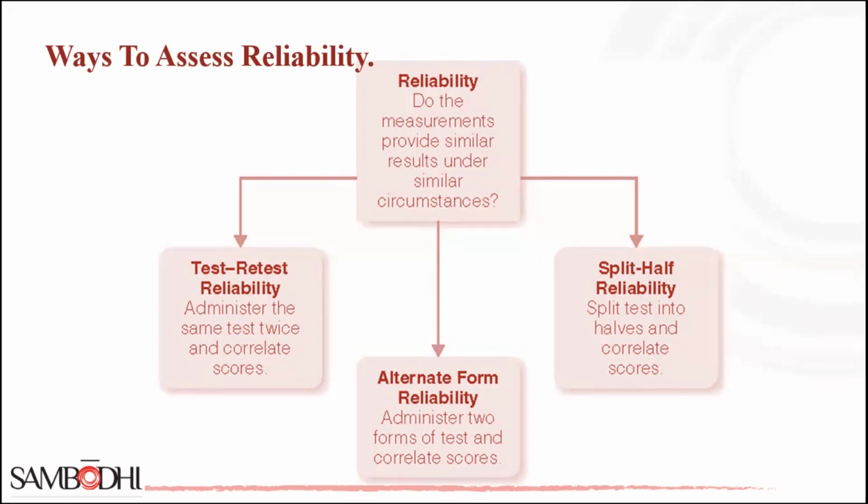test-retest reliability. However, if no deliberate effort to change the condition of individuals was made and only a short period of time intervened between the first and second test, then low test-retest reliability is more likely due to a faulty measuring instrument. Then there is alternate form reliability. Administer two forms of the test and correlate scores.